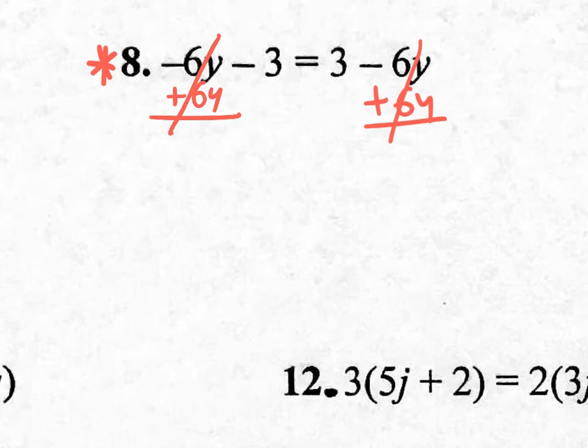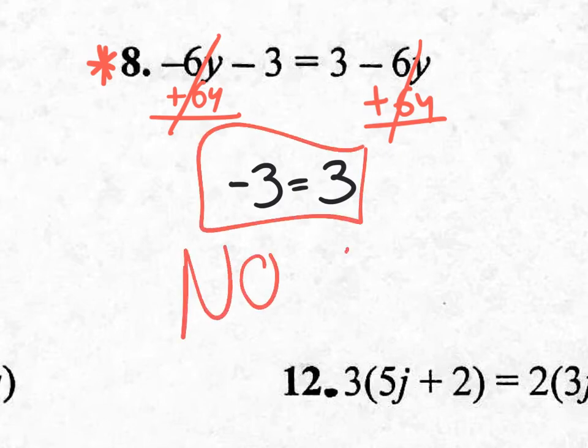Weird, right? This usually does not happen, but it did. So what do we have left over, guys? We have negative 3 equals positive 3, right? Right here we had a minus 3, so I brought that down. The equal sign comes down, positive 3. And we have negative 3 equals positive 3. What do you think of that? Is that true or is that false? That's false. It could never be true, so we say no solution.